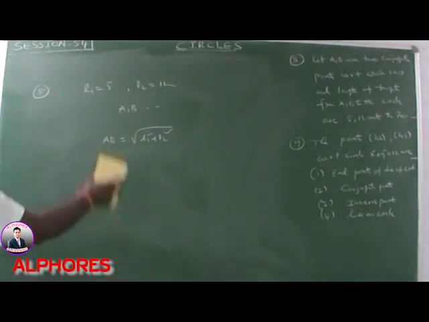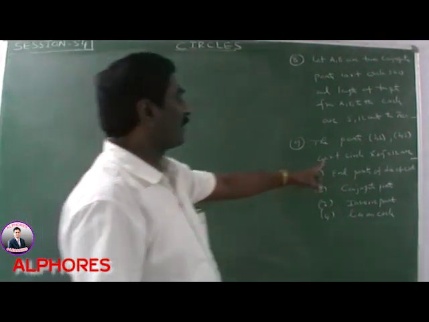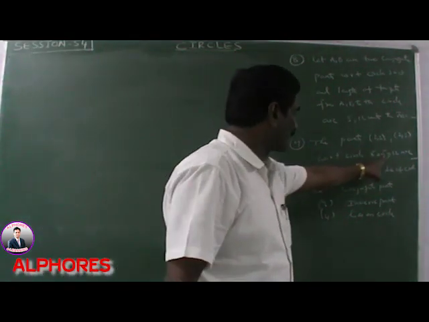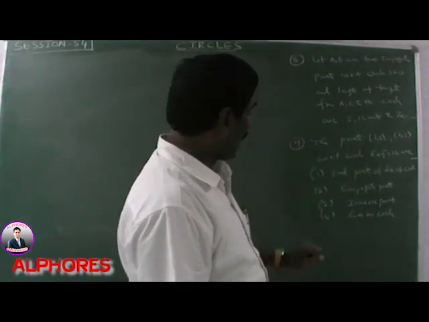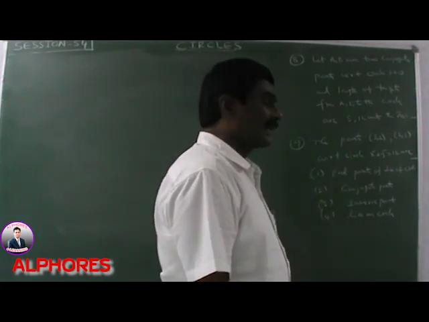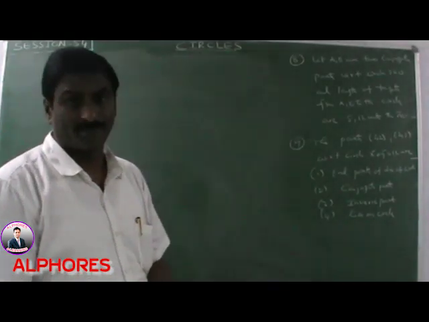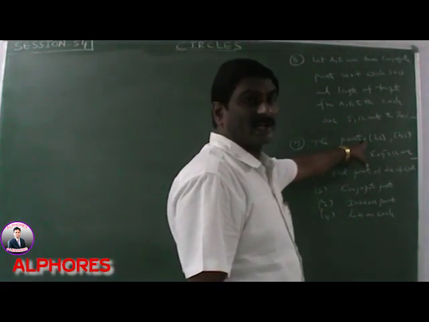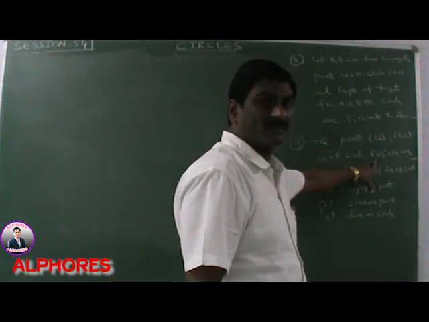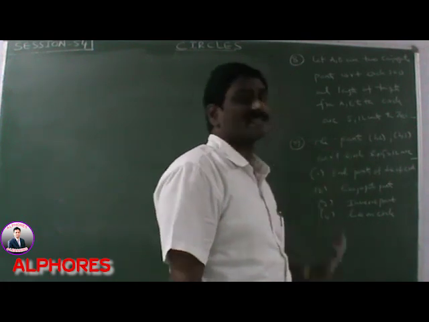Next, 9th one. The points 3, 2 and 2, 3 with respect to the circle are dash. Options are in this way: endpoints of the diameter of the circle, conjugate points, inverse points, lies on the circle. In this case, we verify the options. If the points lie on the circle, what is the condition? 3, 2 satisfies this equation. 2, 3 satisfies this equation. Lies on the circle means the point satisfies that equation.